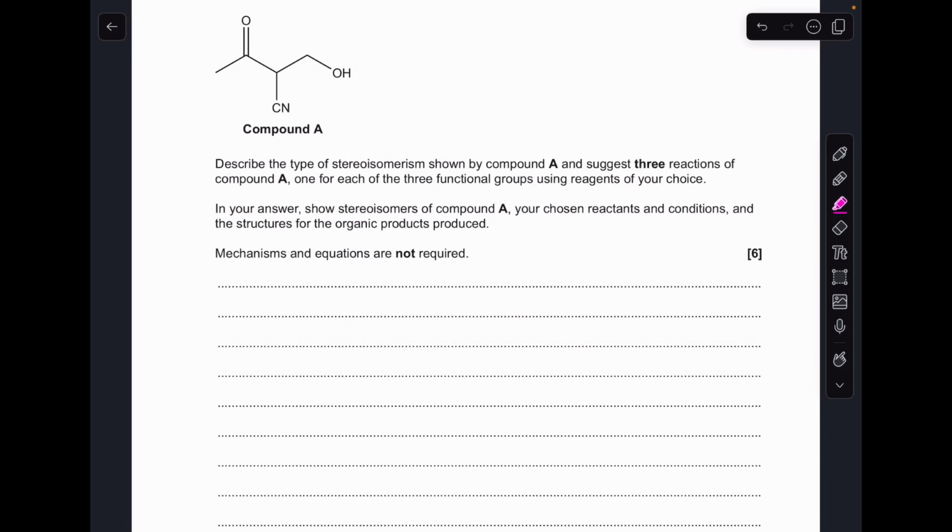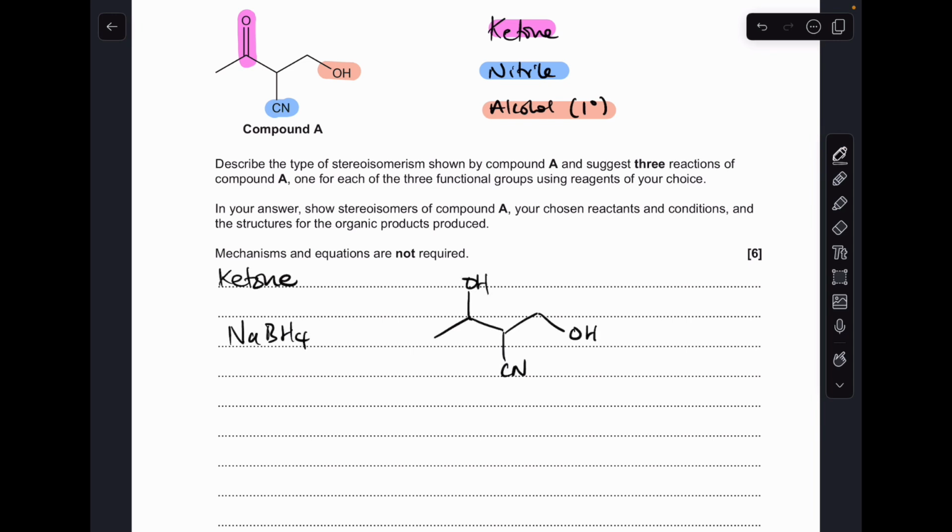So moving on to the reactions of the 3 functional groups, we've got a ketone, we've got a nitrile, and we've got an alcohol, specifically a primary alcohol. So all I'm going to do is run through the possible reactions you could have gone for. So you could have reacted the ketone with NaBH4, that's a reducing agent, so it's going to reduce the ketone functional group to a secondary alcohol.